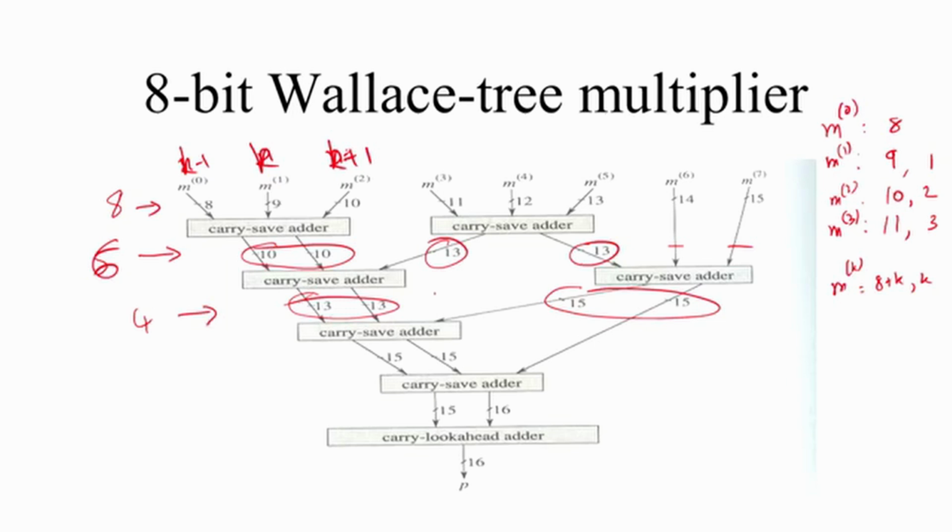Now these 13, 13 and 15 will give me two 15-bit numbers, and I have another 15-bit number. So these three 15-bit numbers I can add, and I will get 2. So this 4 became 3 here, and this 3 actually became 2 here. And if I have two numbers I can add them to get the final answer. Okay. So a lot of redundant hardware is inside this circuit.